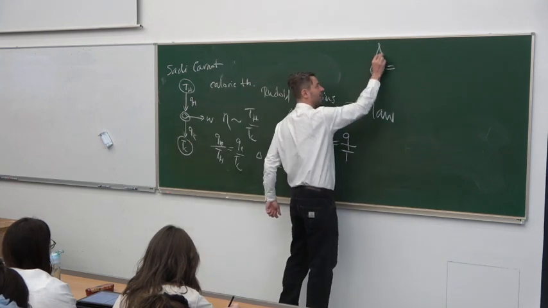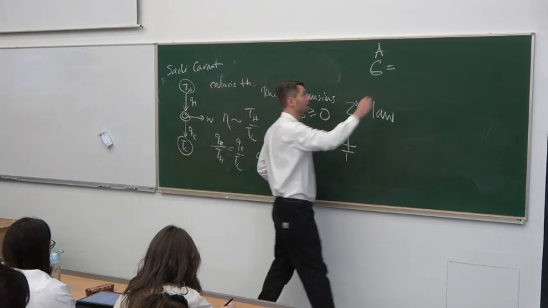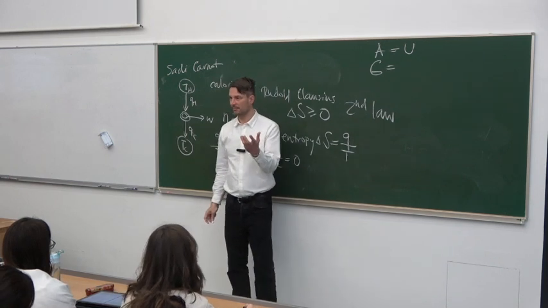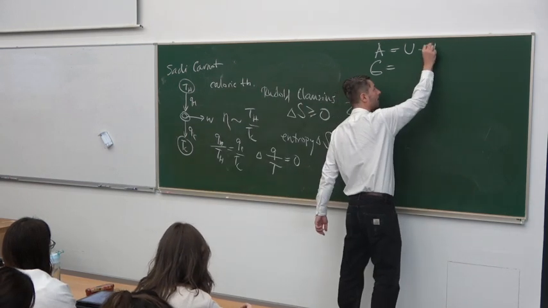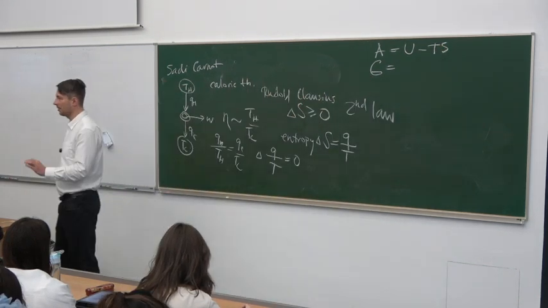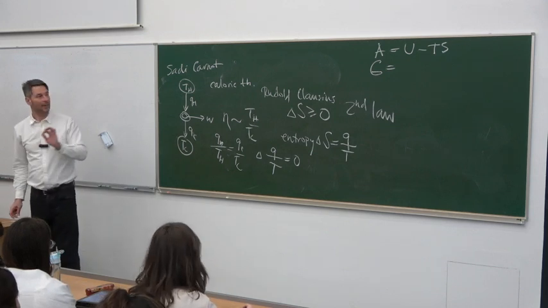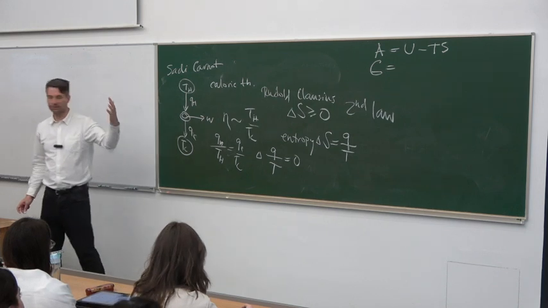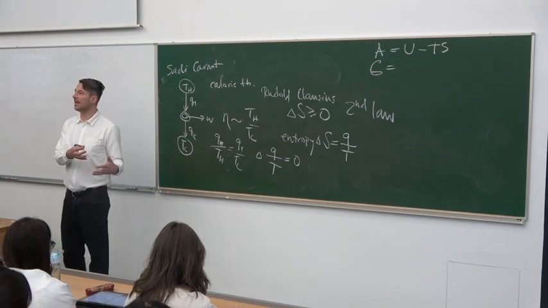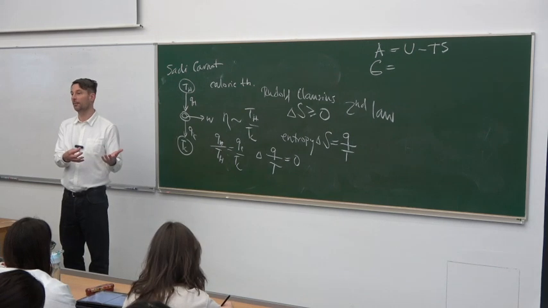Actually it comes from a different kind of energy, which is called the Helmholtz energy. And the Helmholtz energy is the internal energy of a system minus the product of temperature times the entropy. And how we can understand this Helmholtz energy is basically by saying, well, Helmholtz energy is really the part of the energy of a system that we can use to do work.